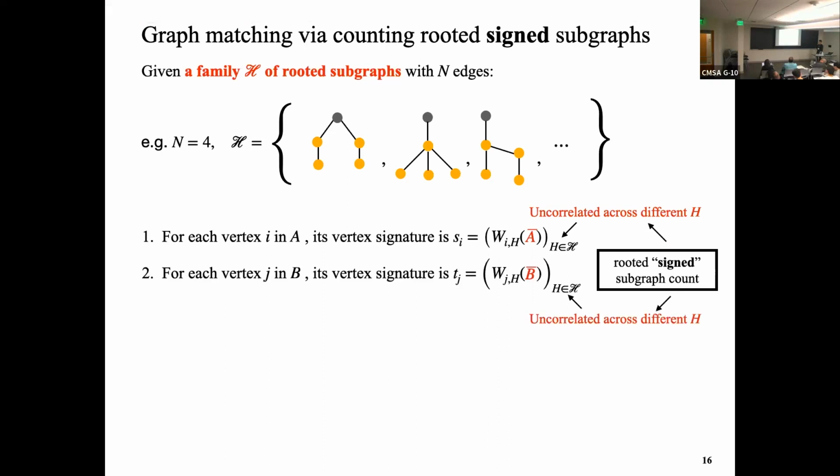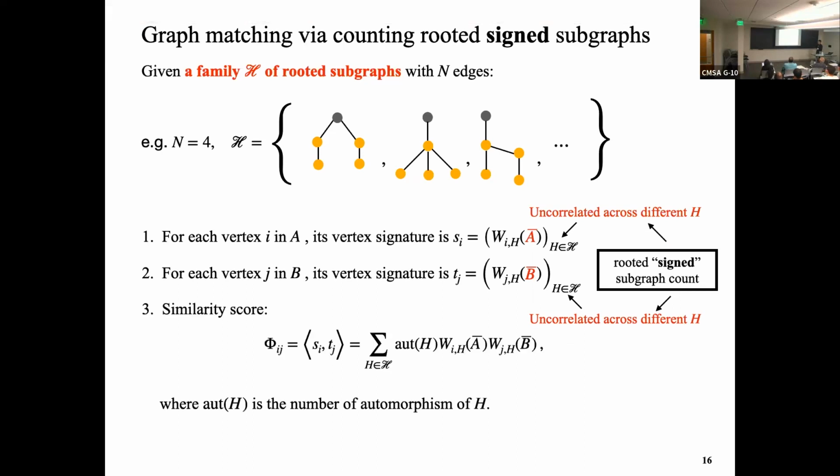Okay, and then you do the same for vertex j, leading to the signature T in the second graph, right? So you have the same vector of the same length, not the same vector. And then the way you score them is to take some inner product, some weighted inner product, with this number of automorphisms accounting for the number of symmetries of these graphs. It's also for convenience, essentially, to compute the first moment. So this is the similarity score. And then once you compute all of them, you get an n by n matrix, then you run linear assignment to produce the matching.